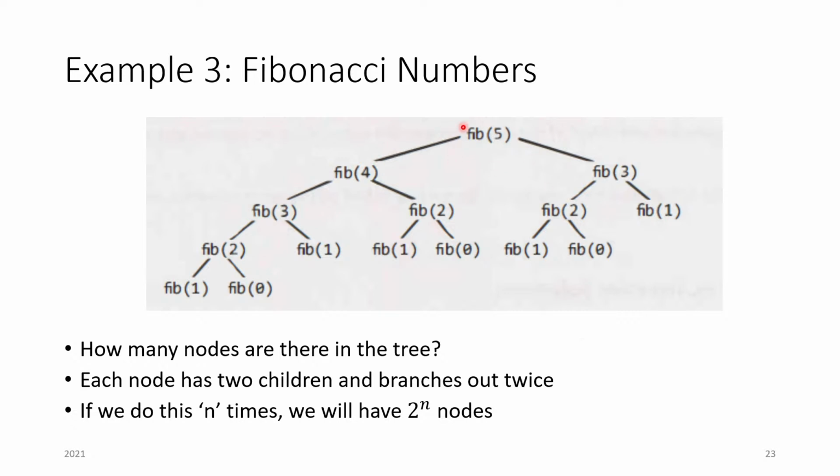If this keeps on expanding, so instead of about 5, if we go up to some huge number n, we will always have about 2 to the n nodes regarding this problem. Now, keep in mind that when we have 2 to the n nodes here, we want to see why this 2 to the n is going to be important.